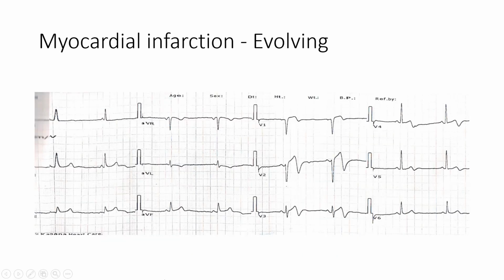Sometimes T-wave inversions occur as a result of evolving myocardial infarction. Here we can see that there was previously an anterior MI, and now you can see that the ST segments are trying to normalize, which results here in these inverted T-waves.